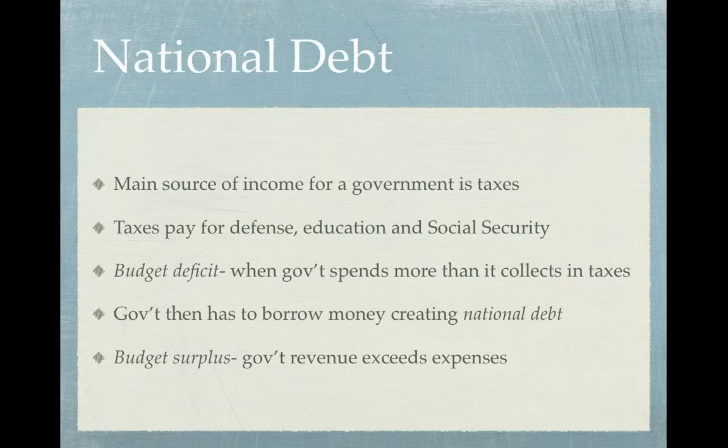Now, a budget deficit means that the government is spending more on these programs and other programs than it is collecting in taxes. And so if it's having to spend more, that means it's borrowing that money from other sources, whether it's banks or other countries. And then, of course, it's having to pay interest on that money as well as paying back the money. So when we're borrowing money, that's creating national debt.